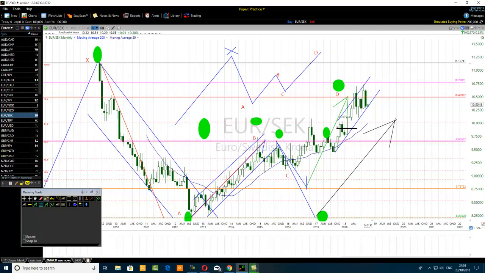Now I'm drawing a channel, a blue channel, on my monthly chart. And I will also draw a median line of that channel. So what we are doing now is to investigate or zoom into the price.